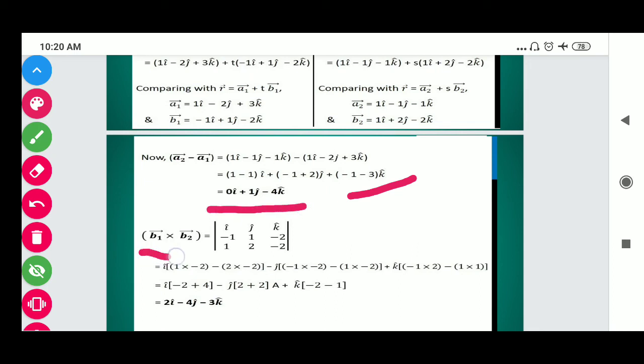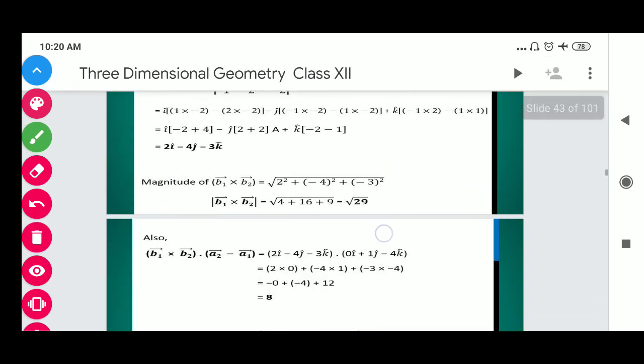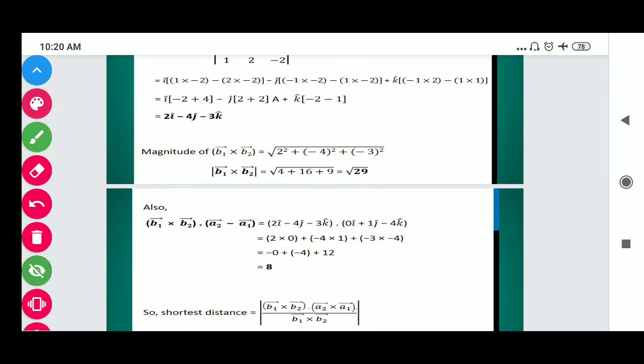And next is the b1 cross b2 vector. By writing down i, j, k in the first row, and the scalar components of b1 vector, minus 1, 1, minus 2, in the second row, 1, 2, minus 2 in the third row. By expanding this using the determinant, we get 2i minus 4j minus 3k. So students, in this way we have calculated b1 cross b2. Now it's time to calculate its magnitude. So students, by taking the scalar components of i, j, k, 2, minus 4, minus 3, squaring and adding all these components and taking the root, we get root 29.